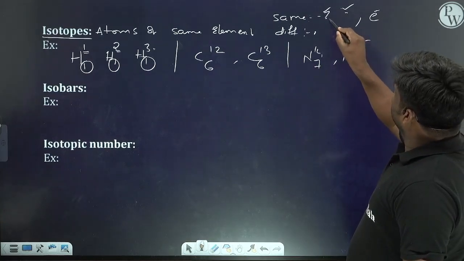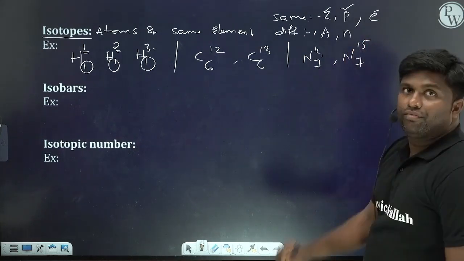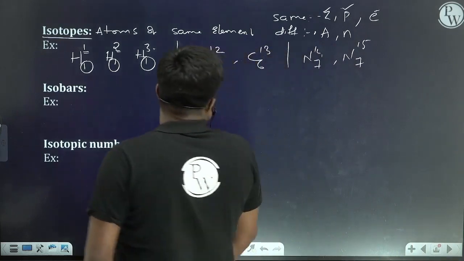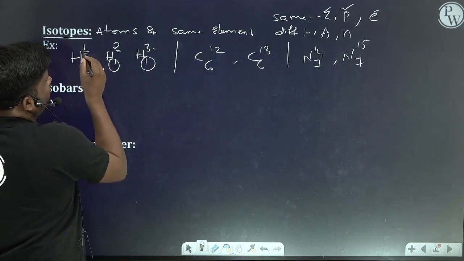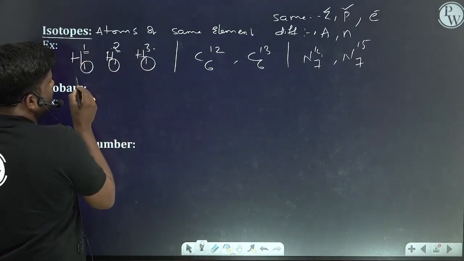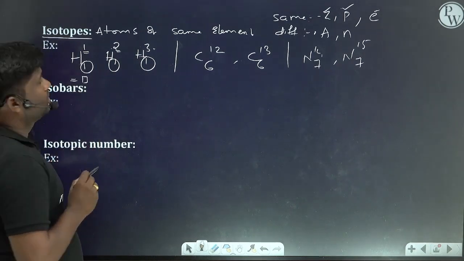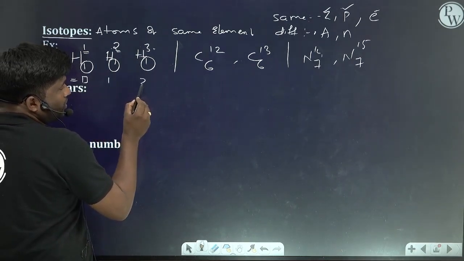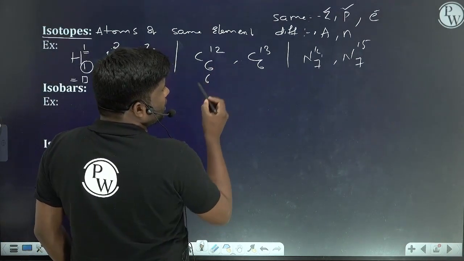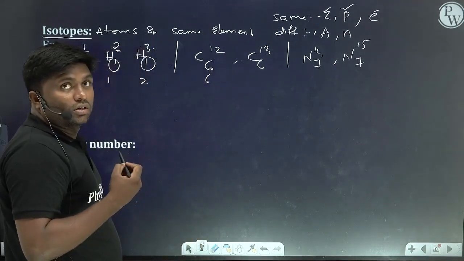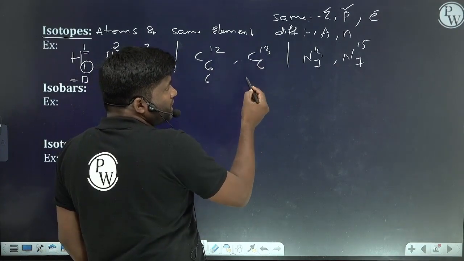Same atomic number, number of protons and electrons, but different mass number and number of neutrons, right? See carefully here. Here protons are 1, 1, 1 and mass number is 1, 2, 3. Here number of neutrons are 0. Here number of neutrons are 1, number of neutrons are 2. Here number of neutrons are 6, 12 minus 6. Mass number minus protons is number of neutrons. Mass number minus protons, 13 minus 6, 7.